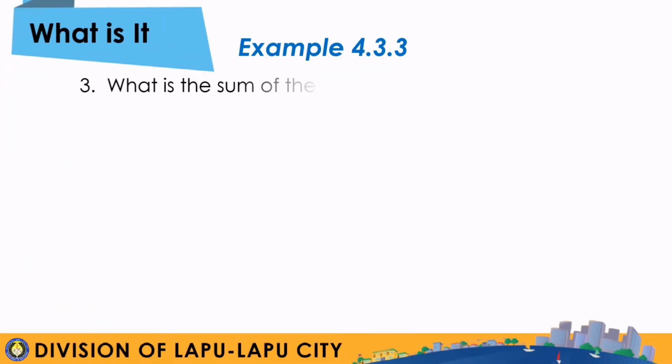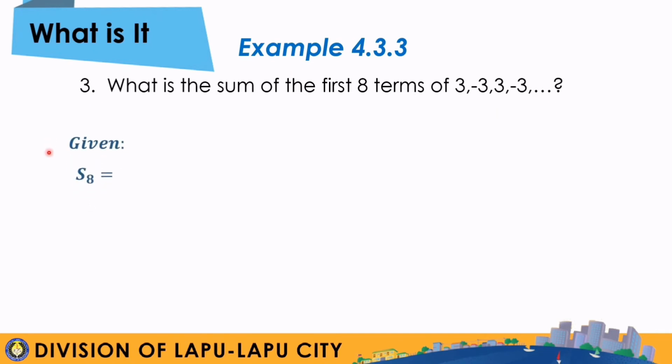Try to look at example number 3. What is the sum of the first 8 terms of 3, negative 3, 3, negative 3, and so on? So let's identify the given. First, we are going to solve for the 8 terms of the sequence, right? The first term here is positive 3. Our n is 8 and the common ratio is negative 1. Why? Let's say we have negative 3 divided by 3 and that's negative 1.